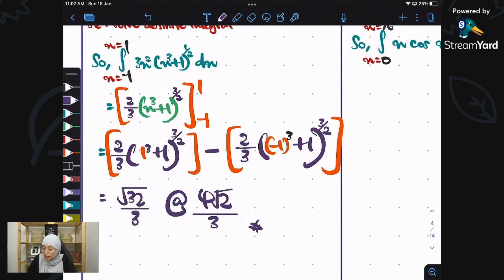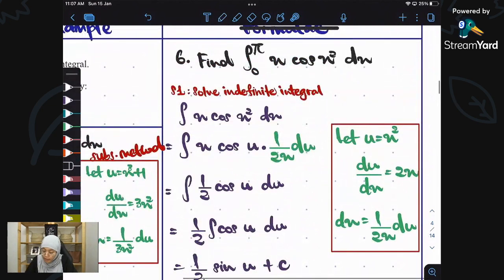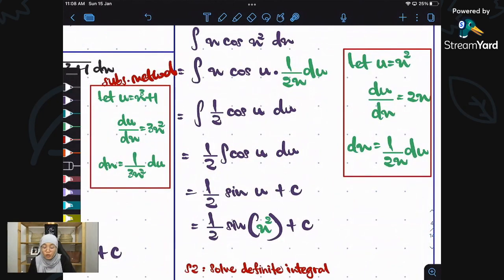Okay, so now let's go to the next example, question 6. Find the integral of 0 until pi, where x times cos x squared dx. So how was it? Can I use substitution method? Oh, it seems that I can use the substitution method. So let's do it then. Kalau boleh subs, pakai subs dulu. Kalau subs tidak berjaya, barulah kita pakai by part method. But in this case, soalan ni boleh pakai substitution method, and so I dapat jawapan ini.